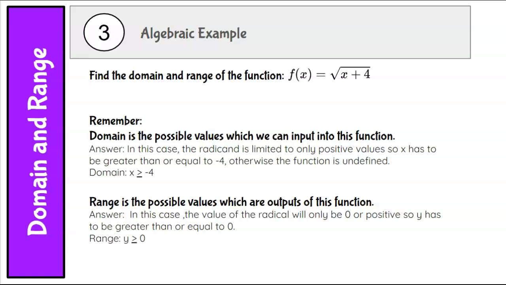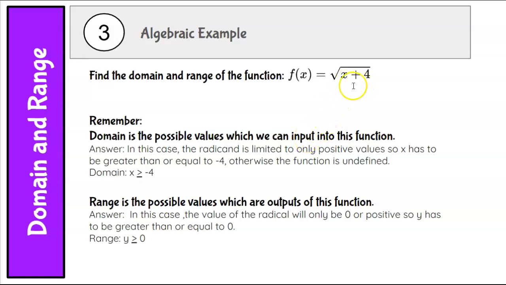All right, the last thing I want to talk about very quickly is an algebraic example. This is a little bit advanced, but I wanted to put this in here because I think it's important for you guys to understand the full range. That's not a pun. The full scope of what domain and range can be. So find the domain and range of the function f of x equals the square root of x plus 4. So again, domain is the possible values which we can input into this function. If you get nothing else from this video, domain is the inputs.